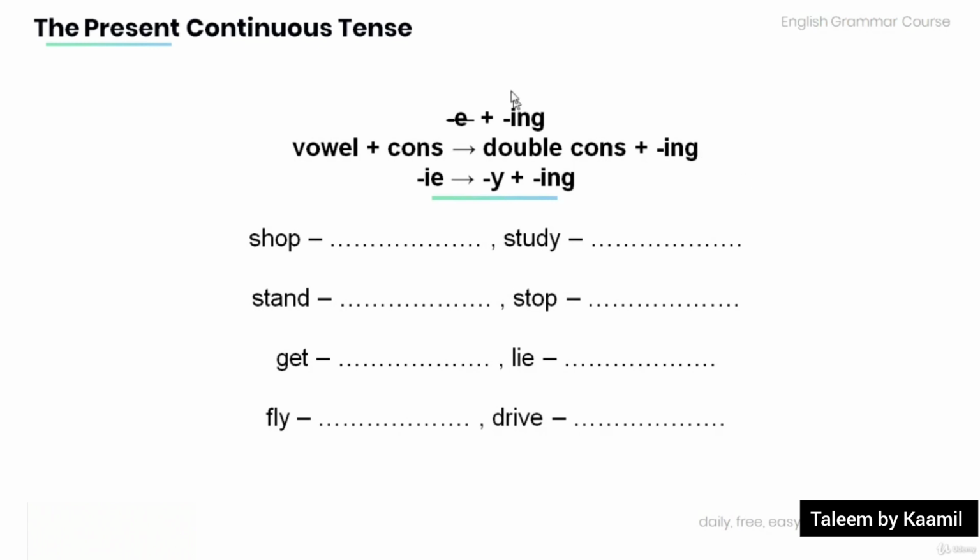Remember that when a verb ends with E, get rid of the E and then add ing to form the present continuous tense. And when a verb ends with a vowel plus a consonant, make sure to double the consonant and then add ing. And when a verb ends with IE, replace it with Y and then add ing. Now provide the present continuous form of the words below.